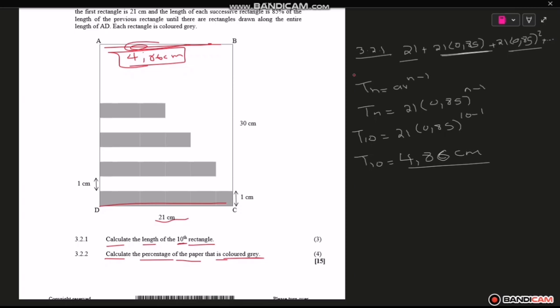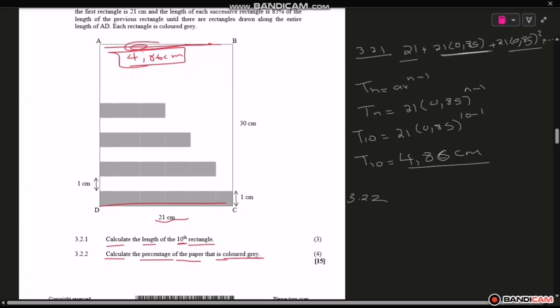The paper that is colored gray. Okay, so the first thing that we're going to do here, you see 3.22, you can see the paper ABCD. It has white background or white spaces. Therefore, we only want the percentage of the paper that is colored gray, and we are given the percentage there. Let's see how that percentage is going to help us.